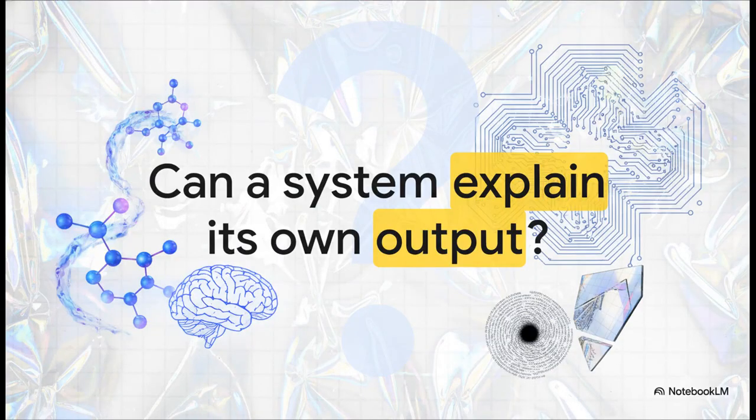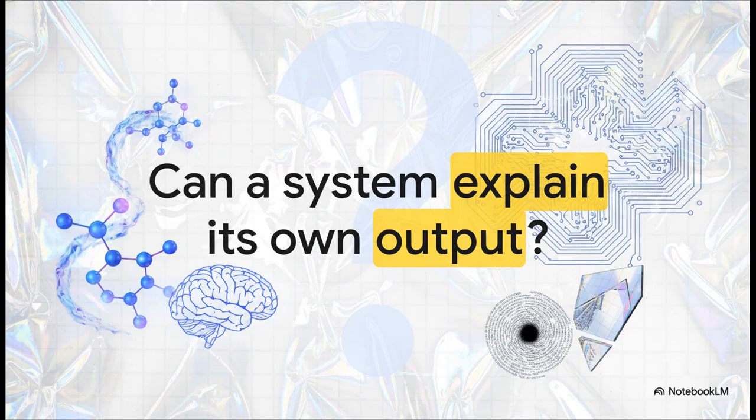Now, this right here is the ultimate hook for us today. Can a system explain its own output? It's basically the Gödelian paradox, but applied directly to human consciousness. Think about it. If we feed a chemical into our biological hardware, can the resulting phenomenological experience be completely 100% explained by the chemistry itself? Or is there a residue, a leftover piece of the puzzle that logic alone just can't quite capture?